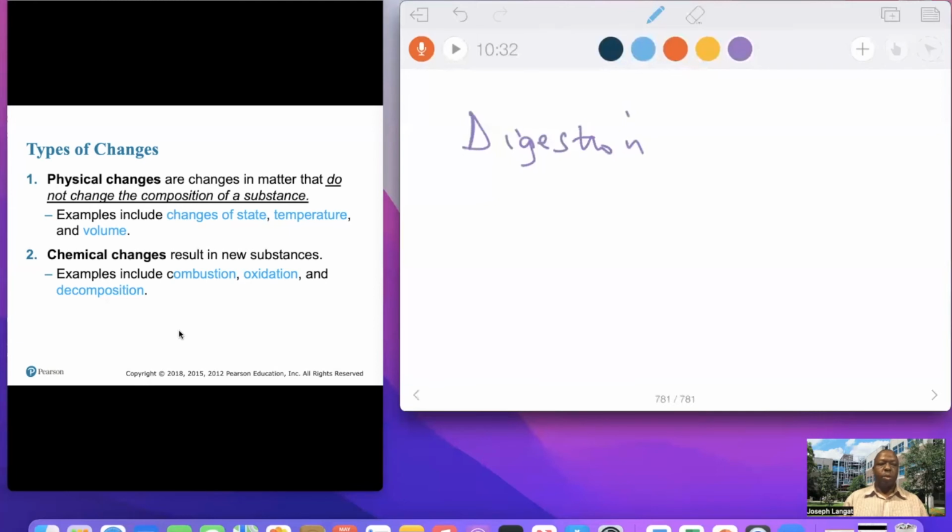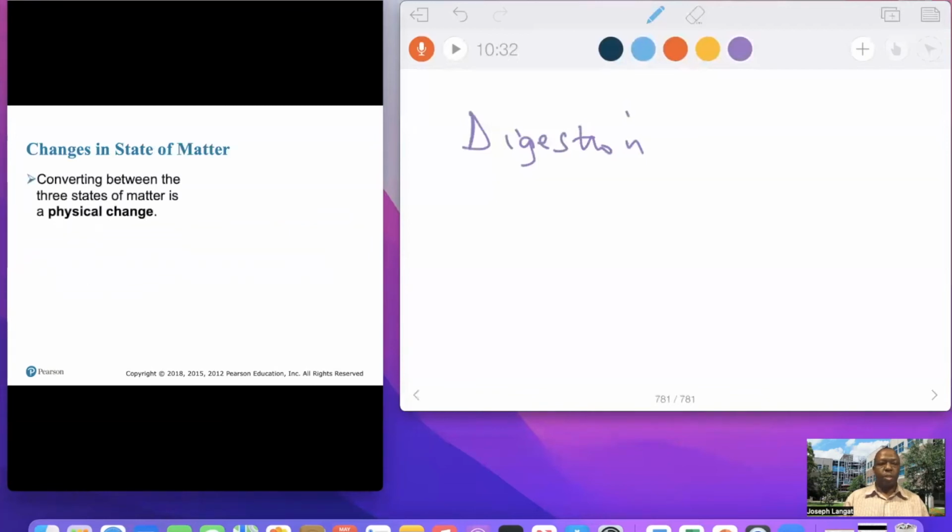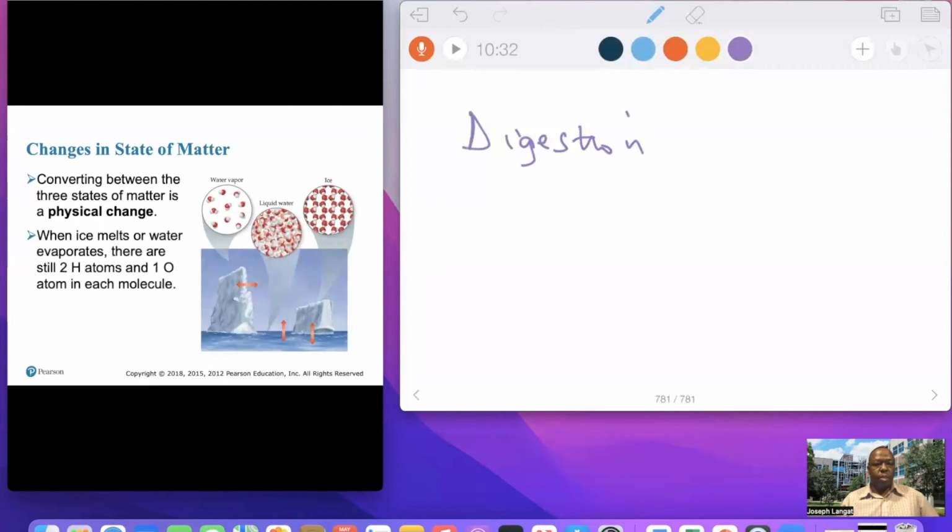So those are just a few changes. There are also physical changes, which I've described earlier on: liquid water, solid water.